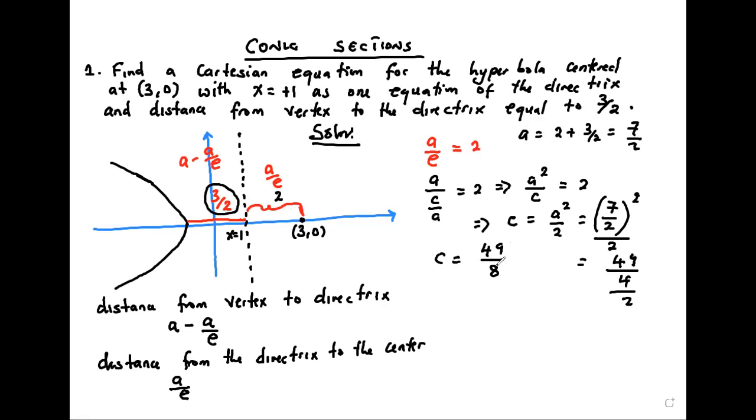And if that is c, then for us to go to the equation, we need to find b. So how do we find b? First, we know that c squared is equal to a squared plus b squared. Now this means that b squared is equal to c squared minus a squared. And now c squared is known. That's 49 squared, which is 2401 over 8 squared, which is 64, minus a squared, which is 49 over 4.